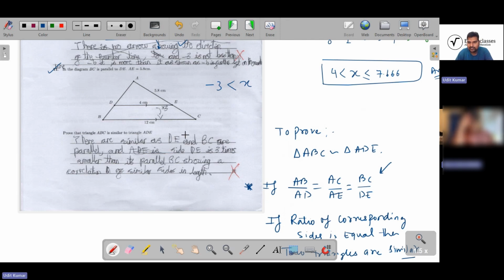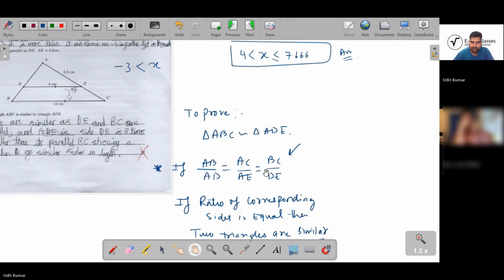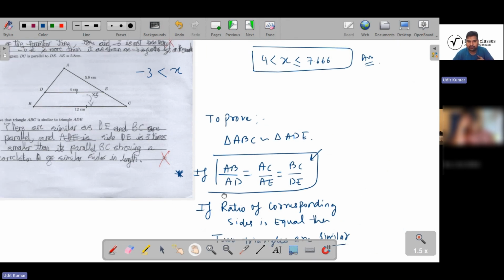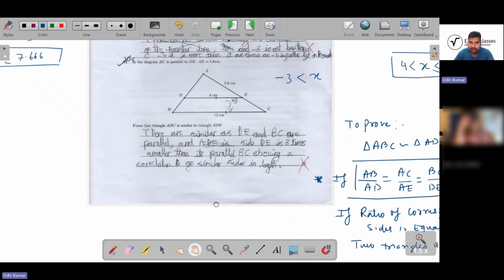That is wrong explanation. You have to show two things. Either you show that this is true, or you show that all the angles are equal. So see how I'm proving it. This is how you have to give the reasons.